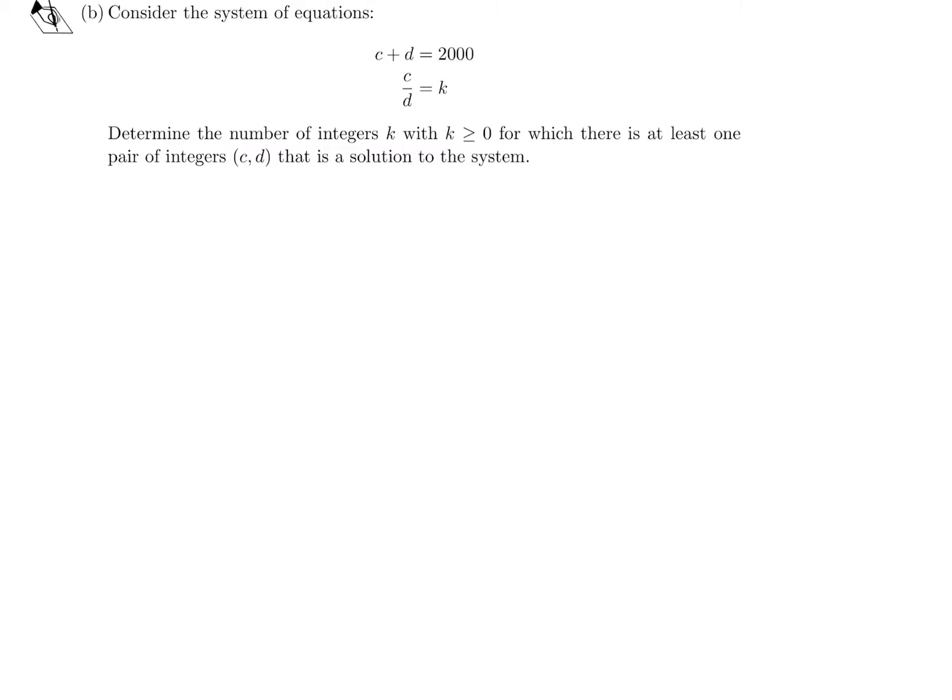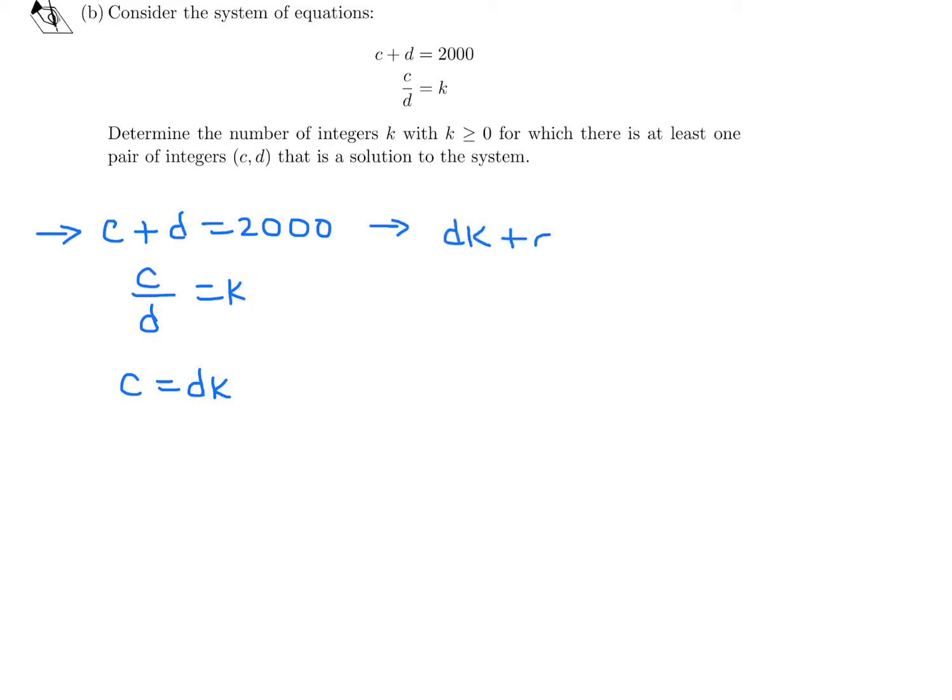Consider the system of equations. c plus d is 2000, c over d is k. Determine the number of integers k with k greater than or equal to 0, for which there is at least one pair of integers c, d that is a solution to the system. c plus d is equal to 2000, and c over d is equal to k. Well, c therefore equals d times k. Sub that back into here, and we get dk plus d is equal to 2000.